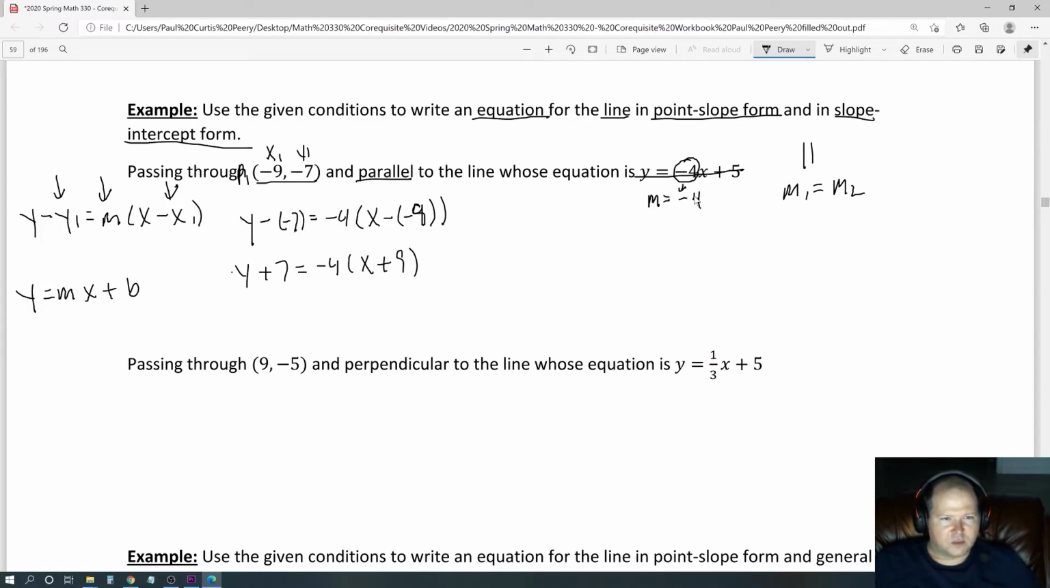Then we want to solve for this y. So we plugged everything in. So we've actually done the first part of this. Write it in point slope form. But what we haven't done yet is we haven't put it in slope-intercept form. And to do that, we need to solve for y.